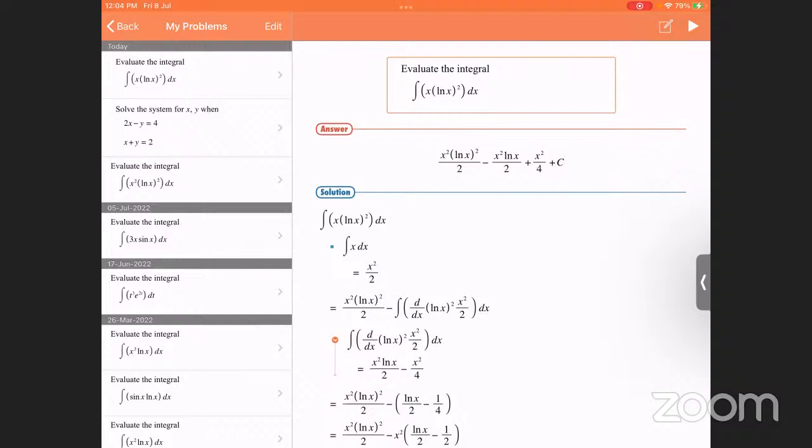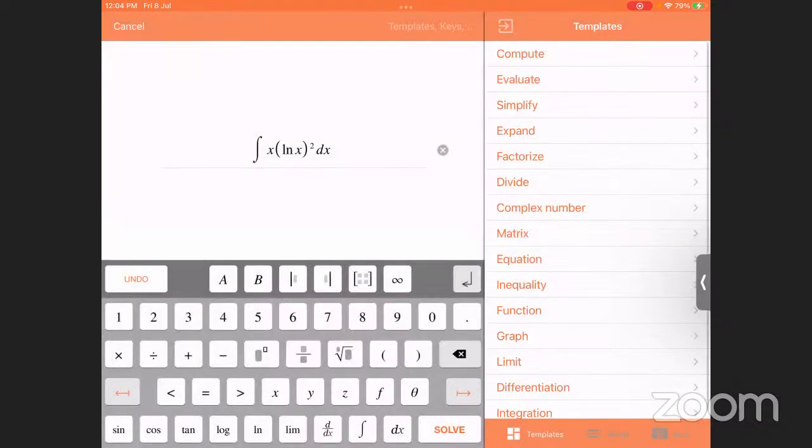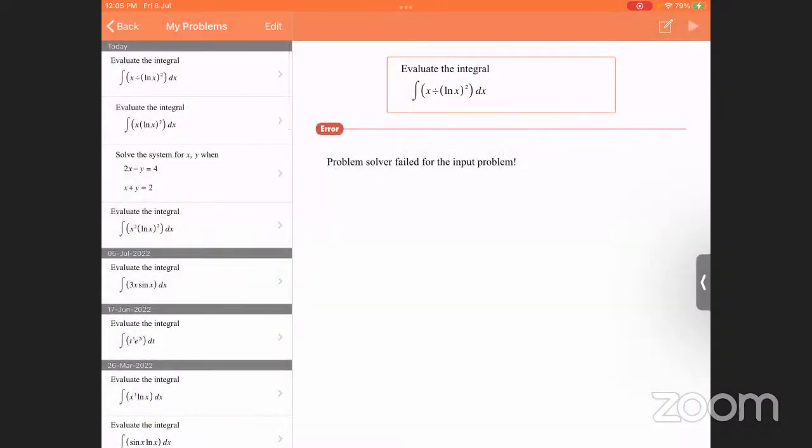So instead of solving this integral, I want to put another question here. Instead of x into (log x) whole square, I want to take 1 divided by it and see what's going to happen. I want to ask my machine to solve this. What does it do? It says the problem failed for the input. What is the meaning of this? This is a problem which cannot be handled by using the techniques available in this particular app. Of course, this app uses all those techniques which are being taught in the classroom. So the classroom techniques that we teach the students are not sufficient to answer this question. That will be displayed here.